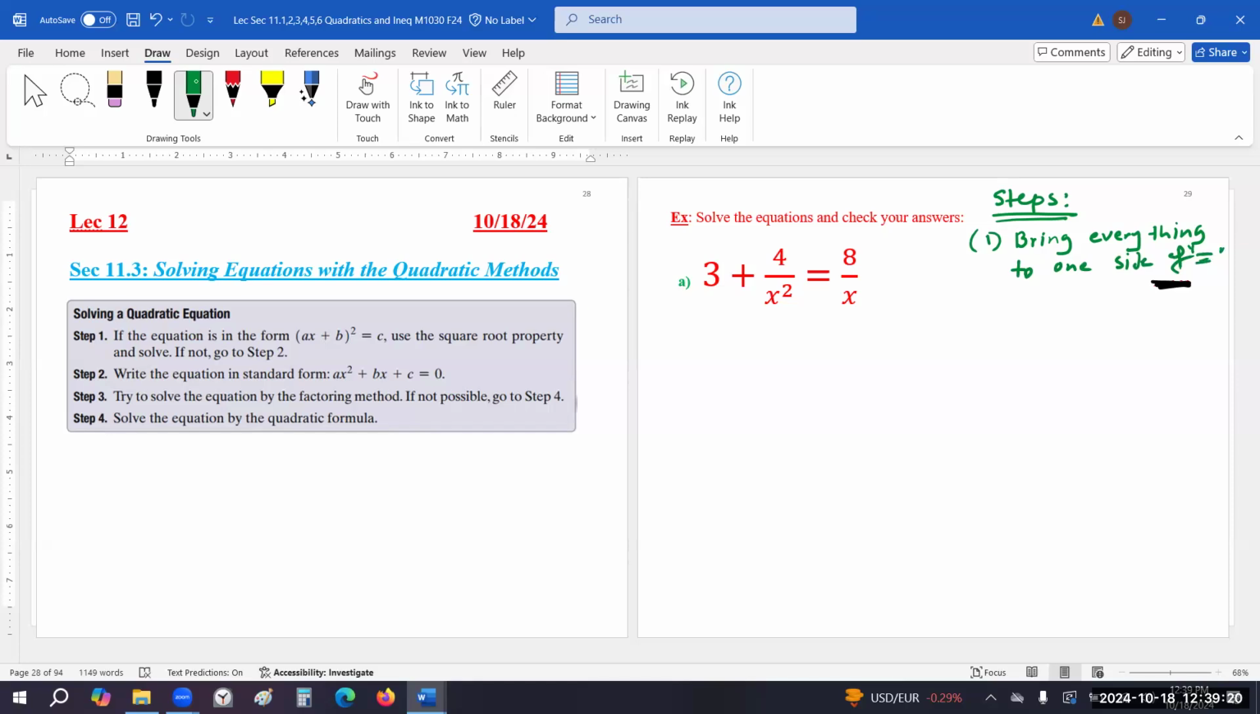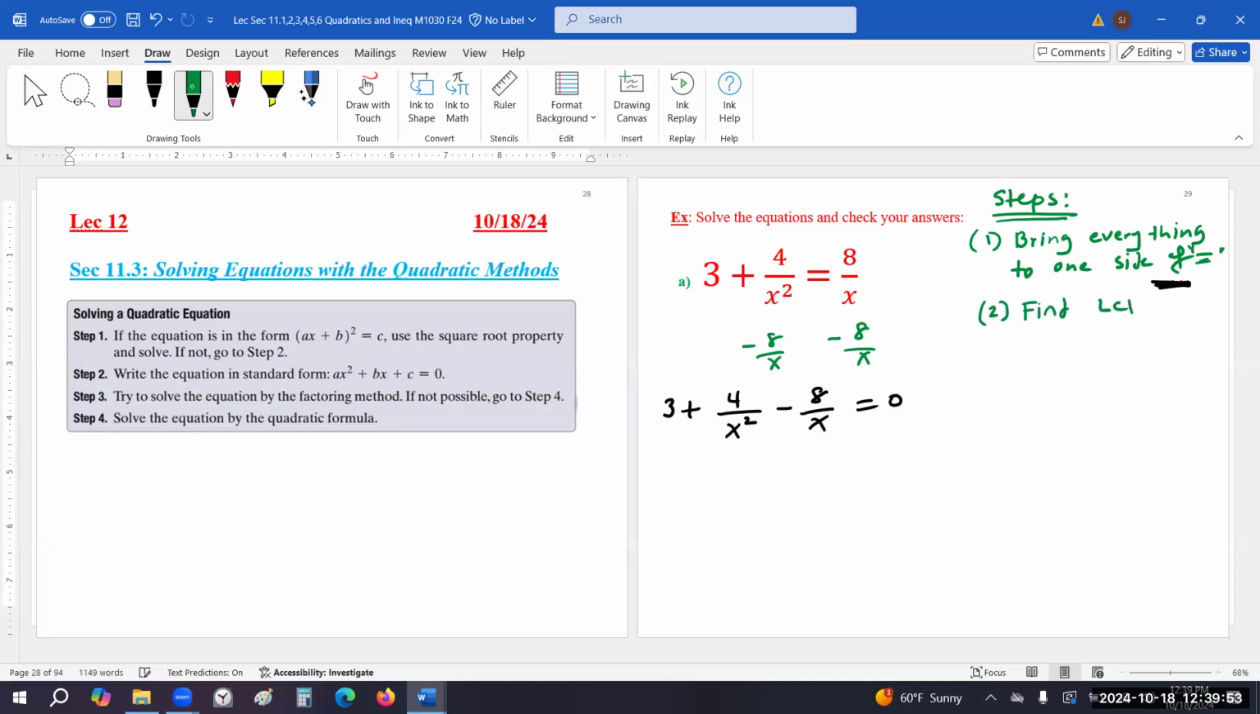Once we bring everything to one side, let's do it. We don't want this, so we are moving this. We get 3 plus 4 over x squared minus 8 over x equals 0. You don't have to, but I found this is easier. Bring everything to one side, and now we need the LCD because we have to combine all three things.